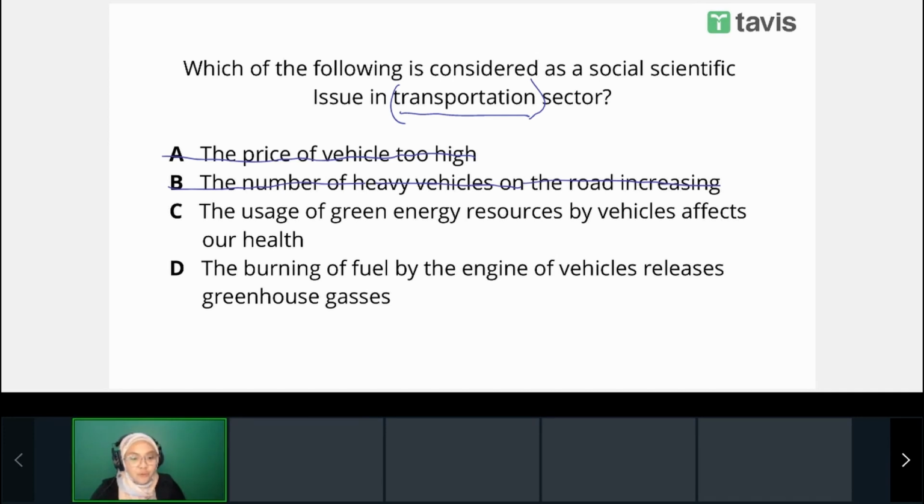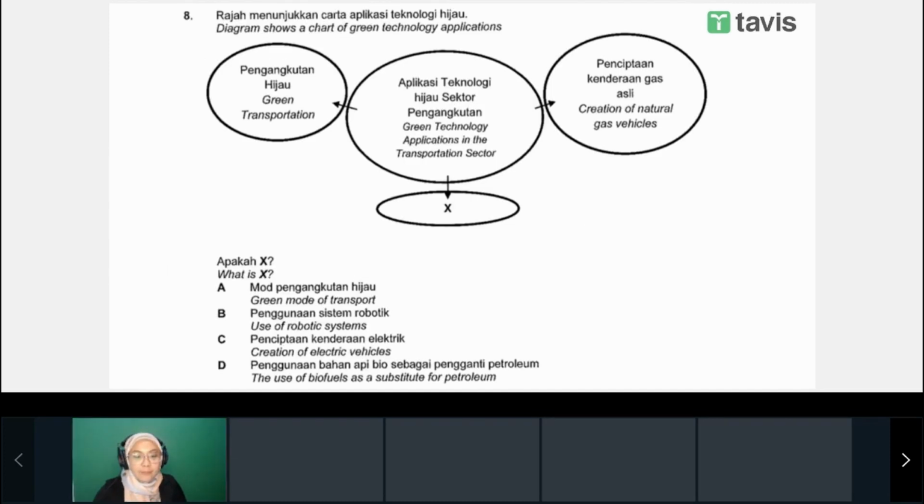Okay. The usage of green energy. C, the usage of green energy resources by vehicles affects our health. Green energy does not affect our health. So let's see D. The burning of fuel by the engine of vehicles releases greenhouse gases. So the socio-scientific issue in the transportation sector is mainly because of the emission of carbon dioxide. So D is the correct one. Selesai, transfer your answer to the OMR paper.